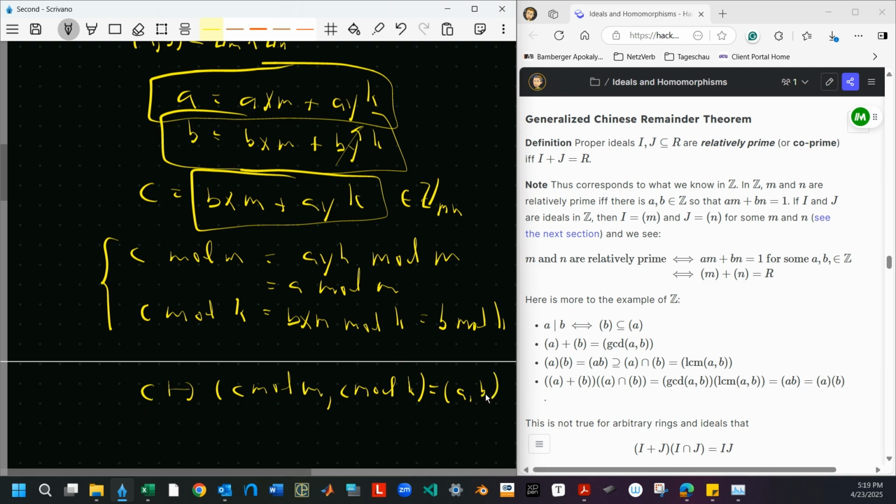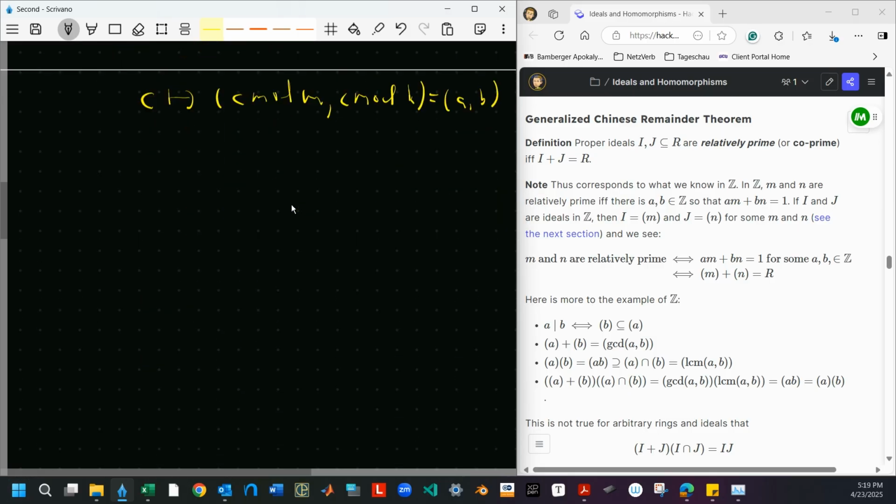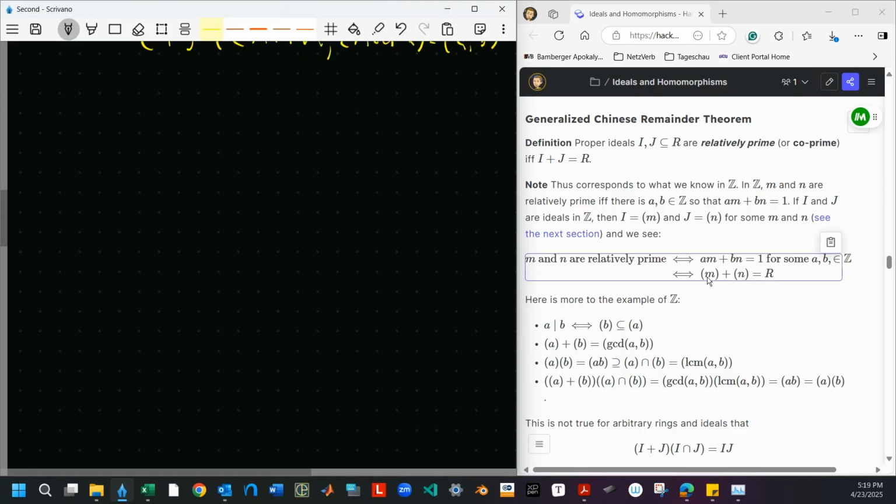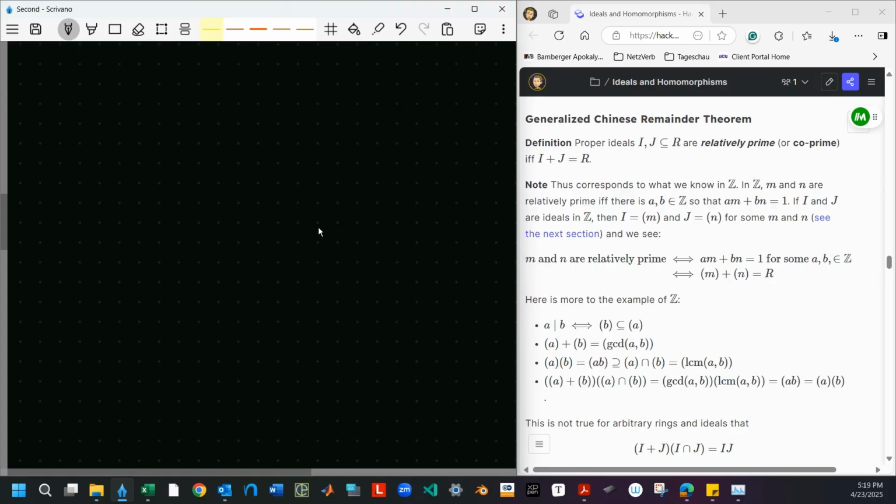Okay, now I'm going to do this in more generality, not using the modular arithmetic, but using arbitrary ideals, right? So that's the idea. So first, how do we generalize things like relatively prime and stuff like that? The definition, so it's right here in the notes, is that I have I and J subsets of R, and I and J are relatively prime if and only if I plus J equals all of R, right?